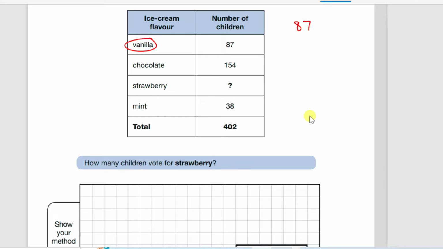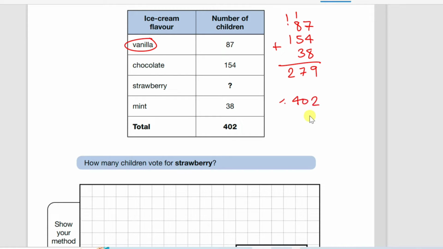So we've got 87, 154, and 38. Adding them all up. So you've got 7 plus 4 plus 8. Well, let's do the big number. 7 and 8 makes 15. Add 4 makes 19. Carry the 1. And you go 1 and 8 is 9. Add 5 is 14. Add 3 gives us 17. Carry the 1. And then 1 and 1 is 2. So there's 279 people.